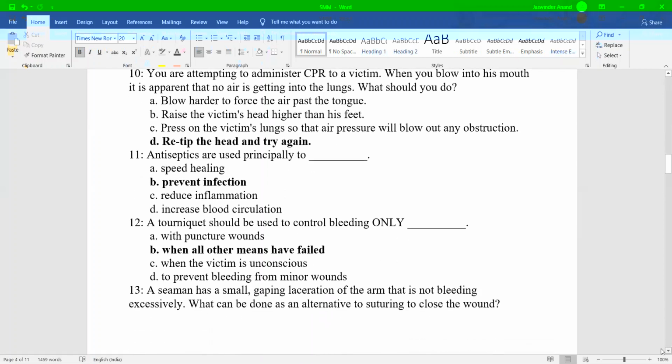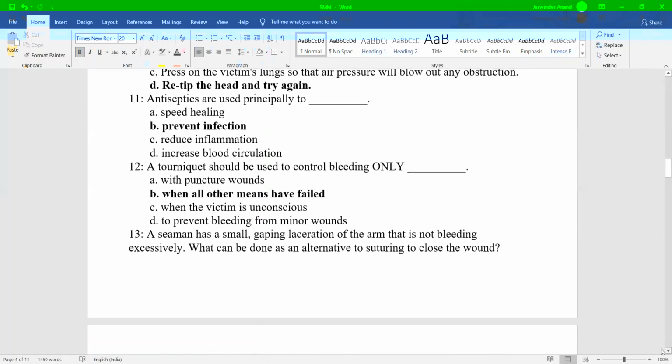Question number 11. Antiseptics are used principally to speed healing, prevent infection, reduce inflammation, increase blood circulation. Answer is prevent infection. B. Question number 12. A tourniquet should be used to control bleeding only. Answer is B, when all other means have failed.